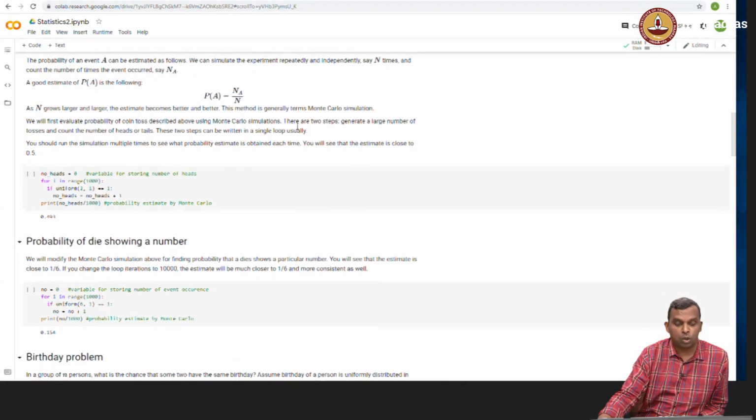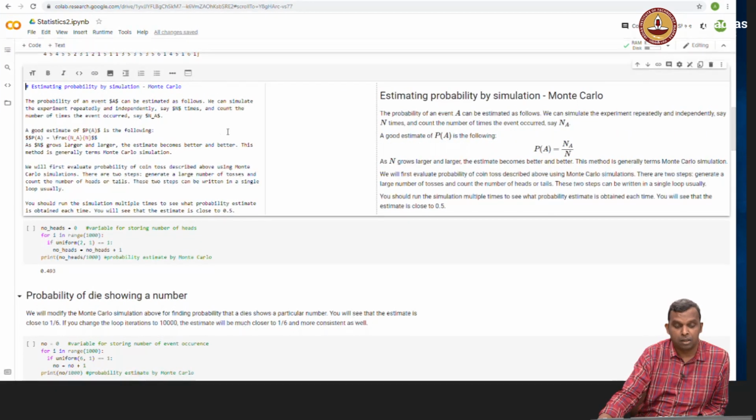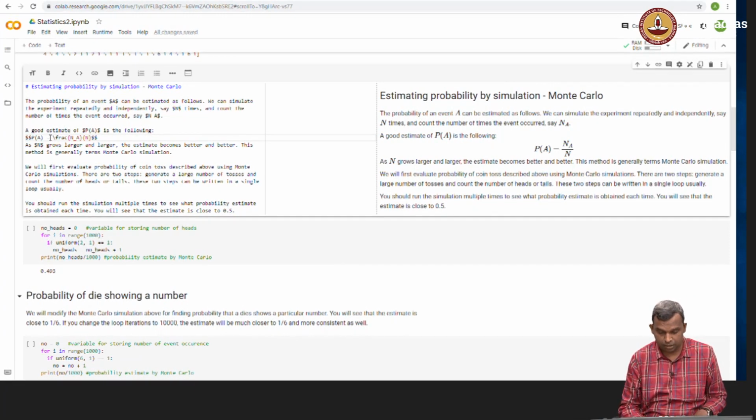Now the crucial thing we will learn is something called the Monte Carlo technique. This is estimating probability of events by simulation. I've given here a brief description of what it is. The basic idea is this estimate. I put equality here, but it's probably not equality, so maybe I should say approximate here, just to get that right.